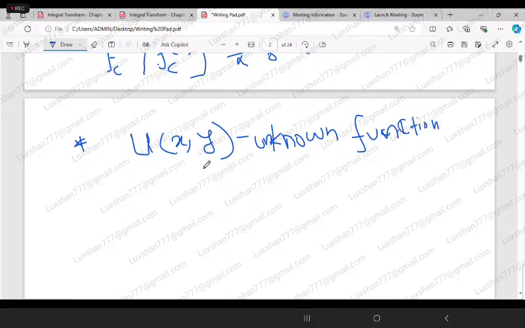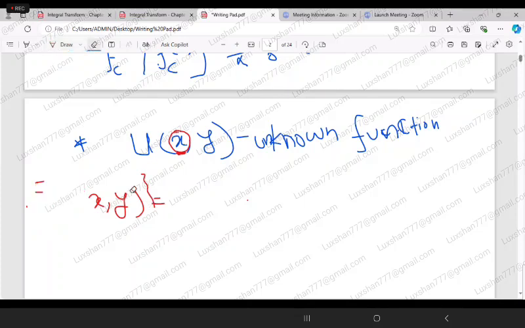Now here we have two variables. One is x and the other one is y. So when you take the Fourier transform, we can take the Fourier transform with respect to one variable only. So here we are taking x as our Fourier transform variable. Okay. So when you talk about the Fourier transform of this function u(x, y), which is equal to the Fourier transform.